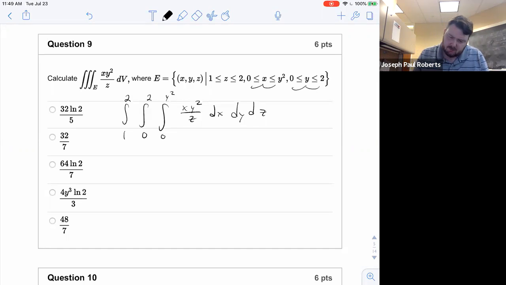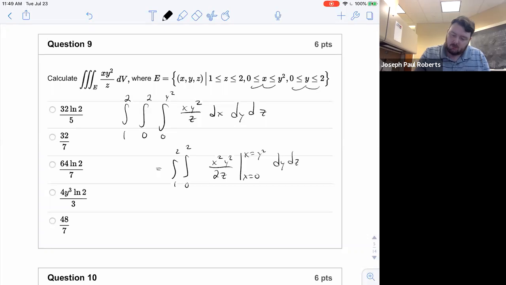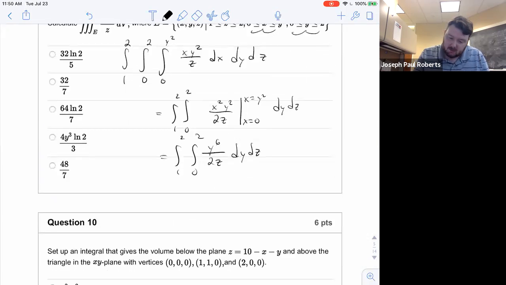Okay, and so it looks like the x antiderivative is x squared y squared over 2z, but then I go from x equals 0 to x equals y squared, which gives me y to the 6th over 2z dy dz. And then from here, you can do this however.